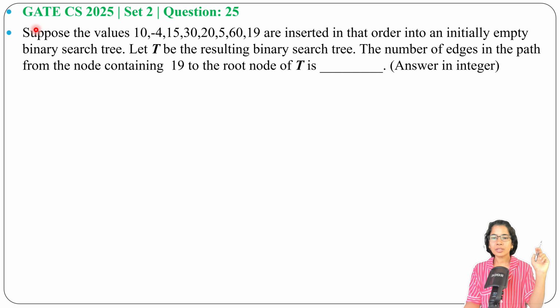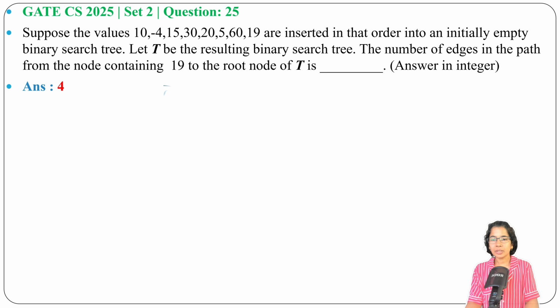Hey students, let's solve one previous question of data structure. This question was asked in GATE CS 2025 set 2 question number 25. Suppose the values 10, minus 4, 15, 13, 25, 16, 19 are inserted in that order into an initial empty binary search tree. Let T be the resulting binary search tree. The number of edges in the path from the node containing 19 to the root node of T is dash.